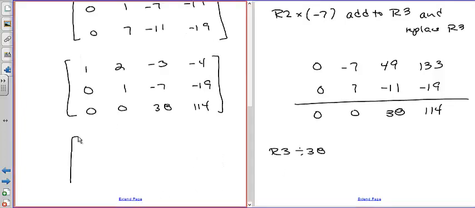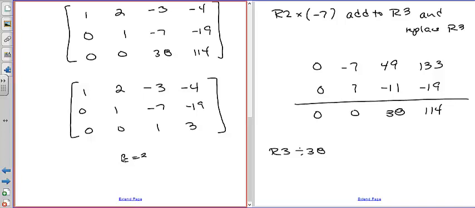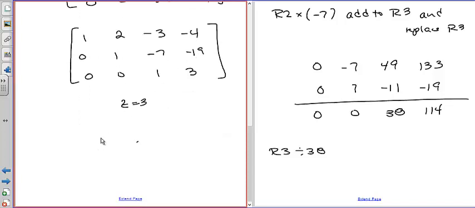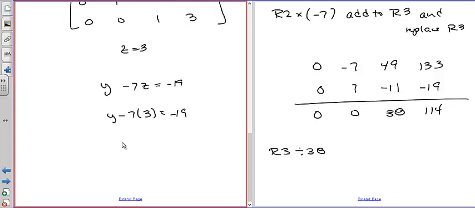So what will happen there is I will leave row 1 and row 2 the same. And I'll get 0, 0, 1, 3. So what that says is z equals 3, which is the right answer. Then I'll take that result and go to the second equation, which says y minus 7z equals negative 19. So you get y minus 7 times 3 is negative 19. Y minus 21 equals negative 19. Add 21 to both sides, you get y equals 2, which is the right answer.